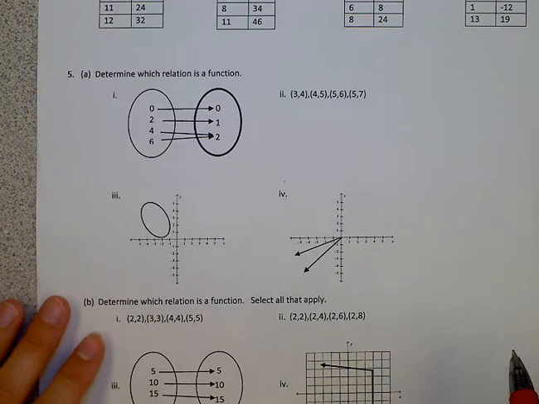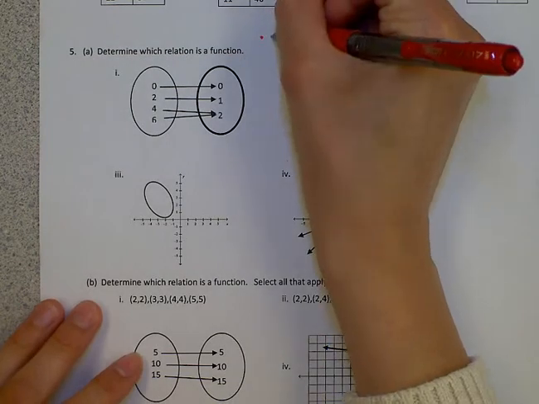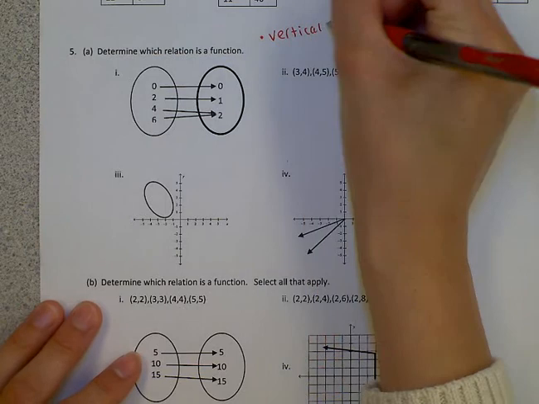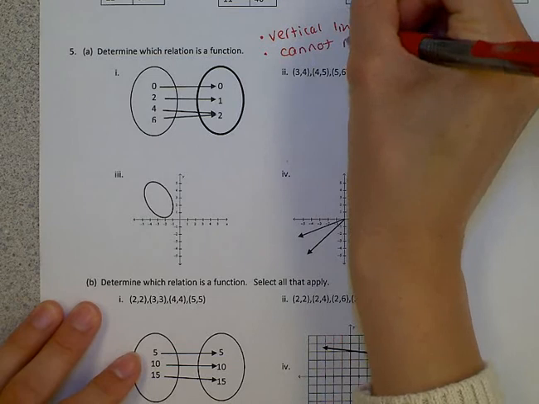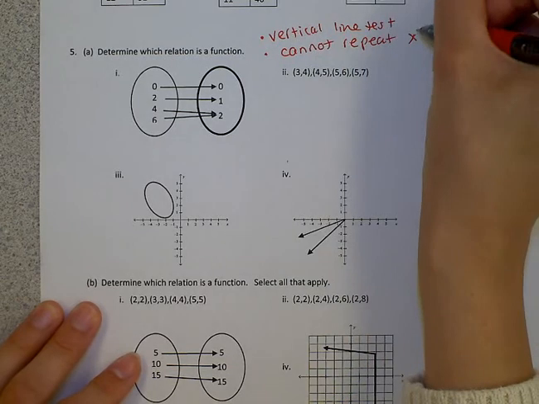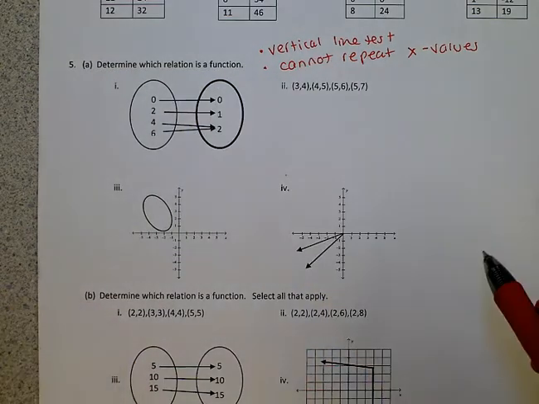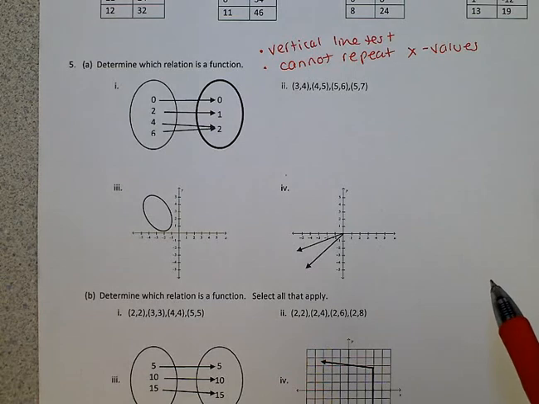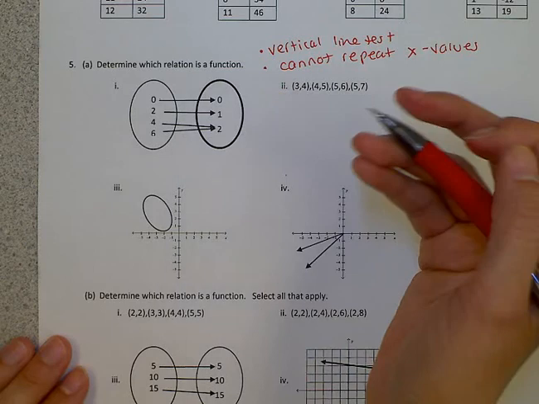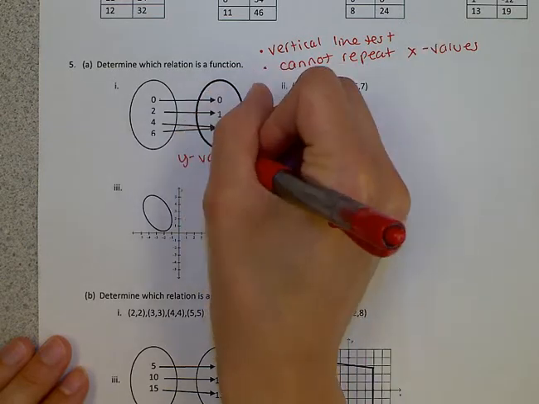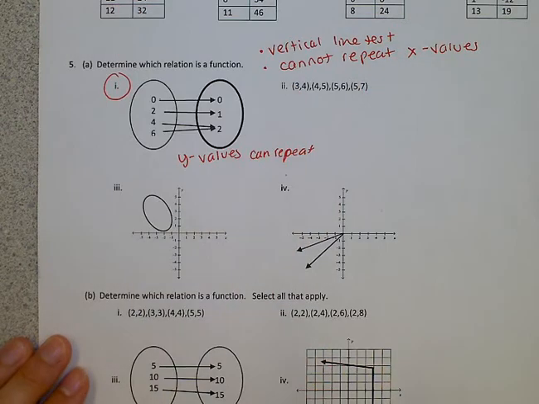Number 5, determine which relation is a function. So again, a function has to pass the vertical line test. Okay. You cannot repeat x's. So if we look at choice 1, choice 1 is a function because your x values are not repeated. Your y values can repeat and still be a function. So 1 is a function.